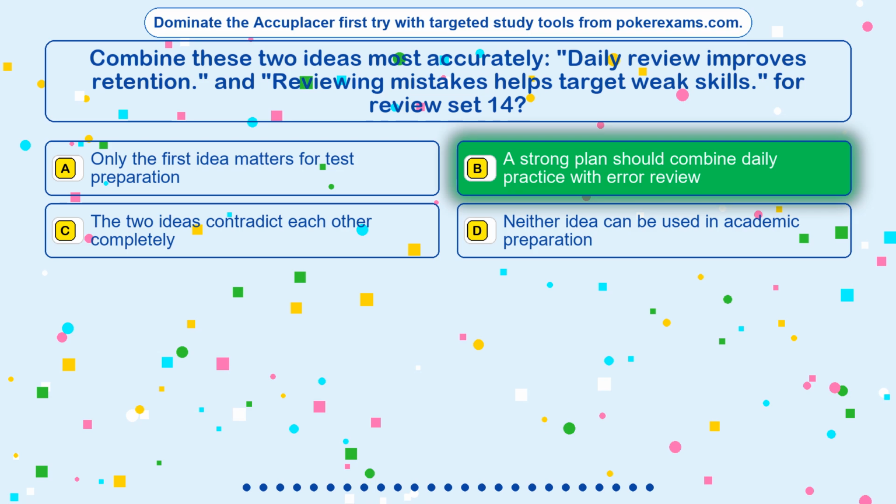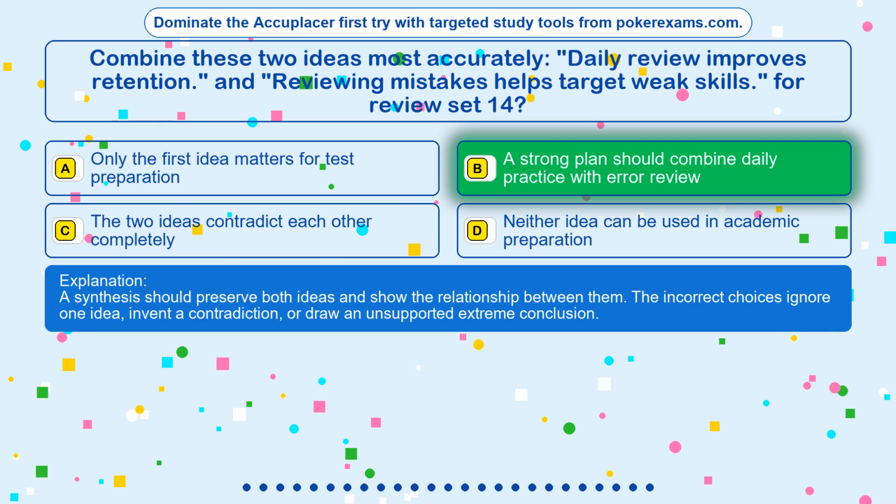The correct answer is option B. A strong plan should combine daily practice with error review. A synthesis should preserve both ideas and show the relationship between them. The incorrect choices ignore one idea, invent a contradiction, or draw an unsupported extreme conclusion.